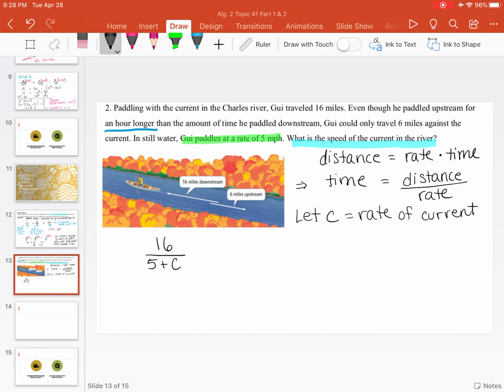Now our problem says that he paddled upstream for an hour longer than the amount of time he paddled downstream. So if he paddled upstream an hour longer than he paddled downstream, in order to make them equivalent, we would need to add 1 to the time that he paddled downstream. So it took him longer to paddle upstream, but because we're dealing with an equation and we want the equation to be balanced, we have to compensate by adding that onto the other side.